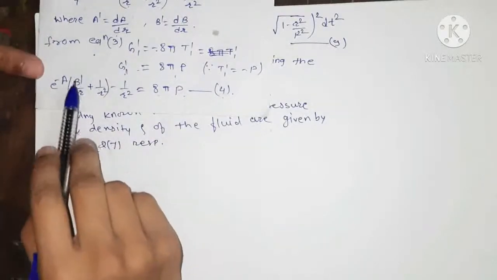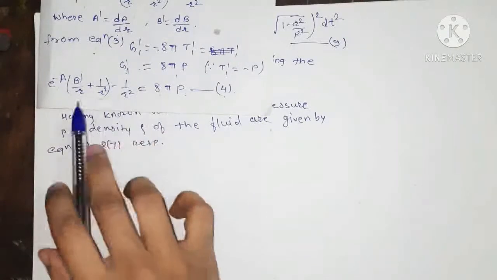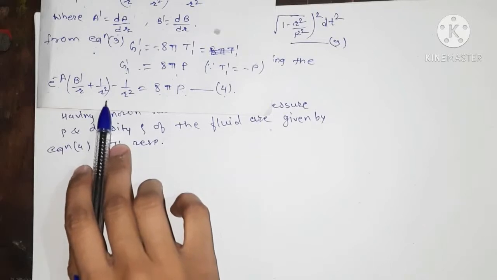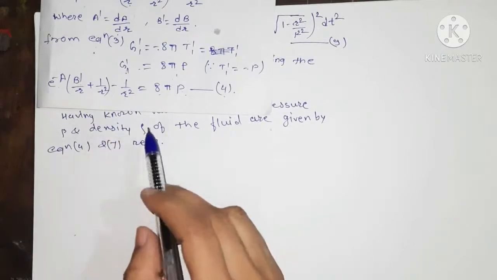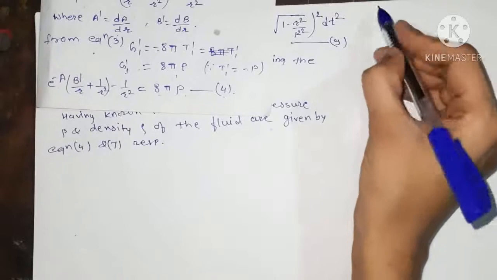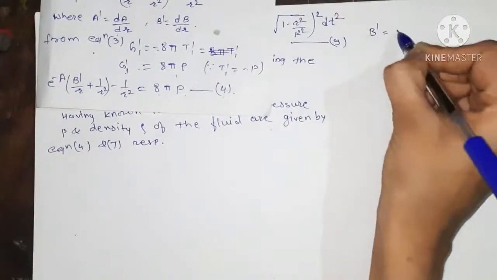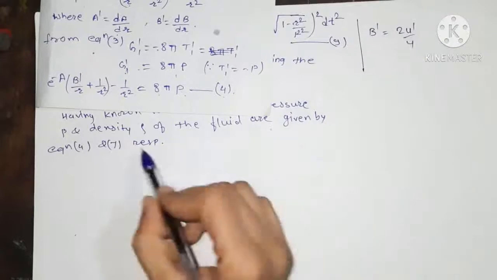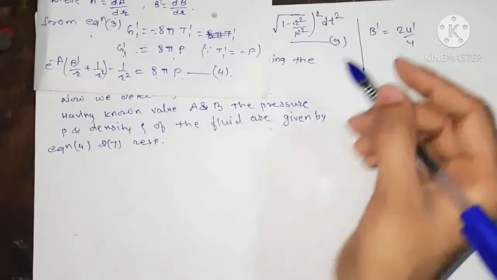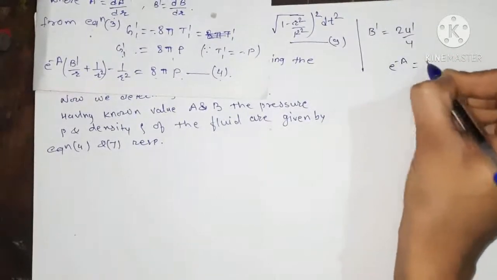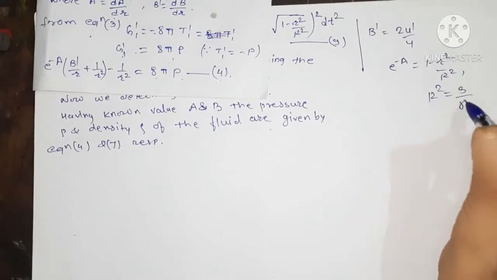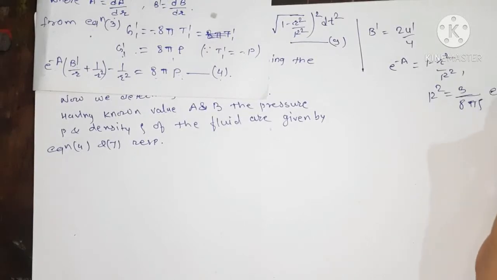Also, the value of b dash we have determined: we substitute e to the power b upon 2 as u. Therefore b dash takes the value twice u dash upon u. Okay, so we substitute the value of b dash as twice u dash upon u, and equation 7, where we have the value e to the power minus a as 1 minus r square upon capital R square, and this capital R square has the value 3 upon 8 pi rho. Okay, this is our equation 7.